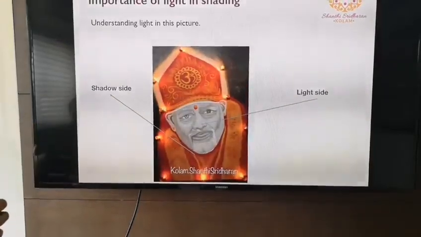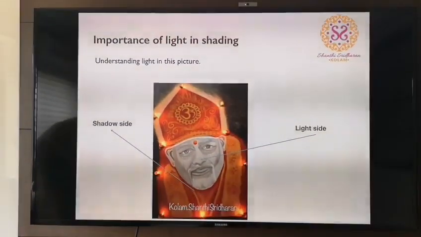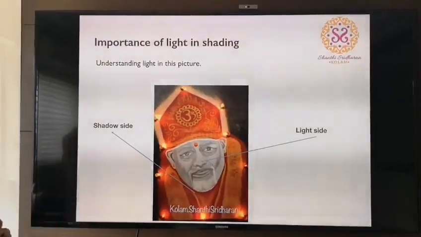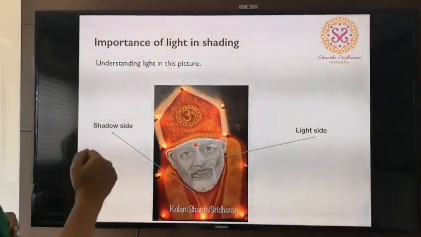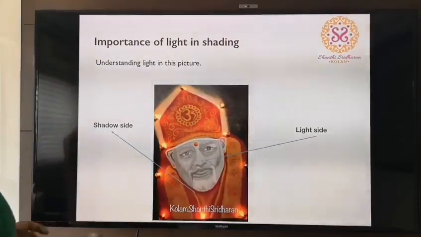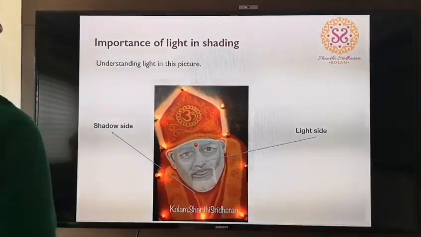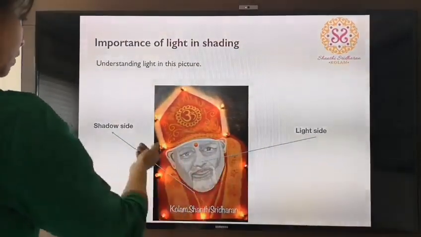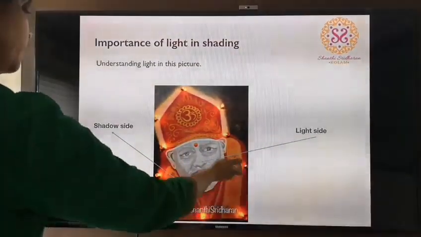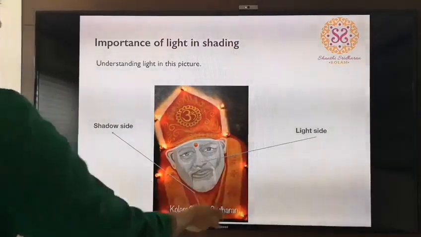Now, understanding light in this picture. This is a portrait of Sai Baba, and the light is focused just on his face. So this part will be my light side and my shadow side will be the darker side which is not illuminated by the light. This side will be my shadow side.